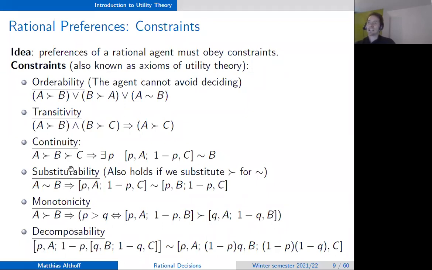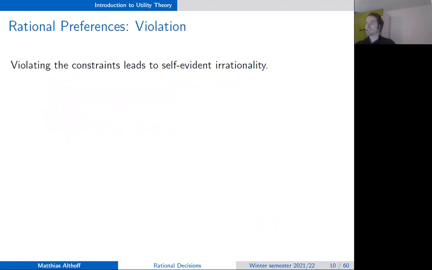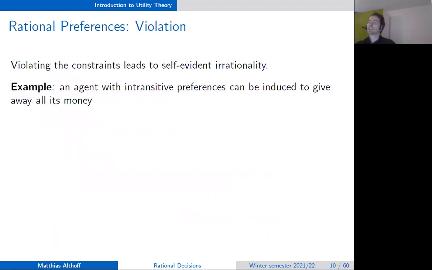As an example, I'm going to show you now that, for instance, if you do not respect the constraint of transitivity, you will potentially act irrationally. Any other violation can also lead to irrational behavior. So the only way to ensure rational behavior is that all these constraints are always met. So we look at a very simple example.